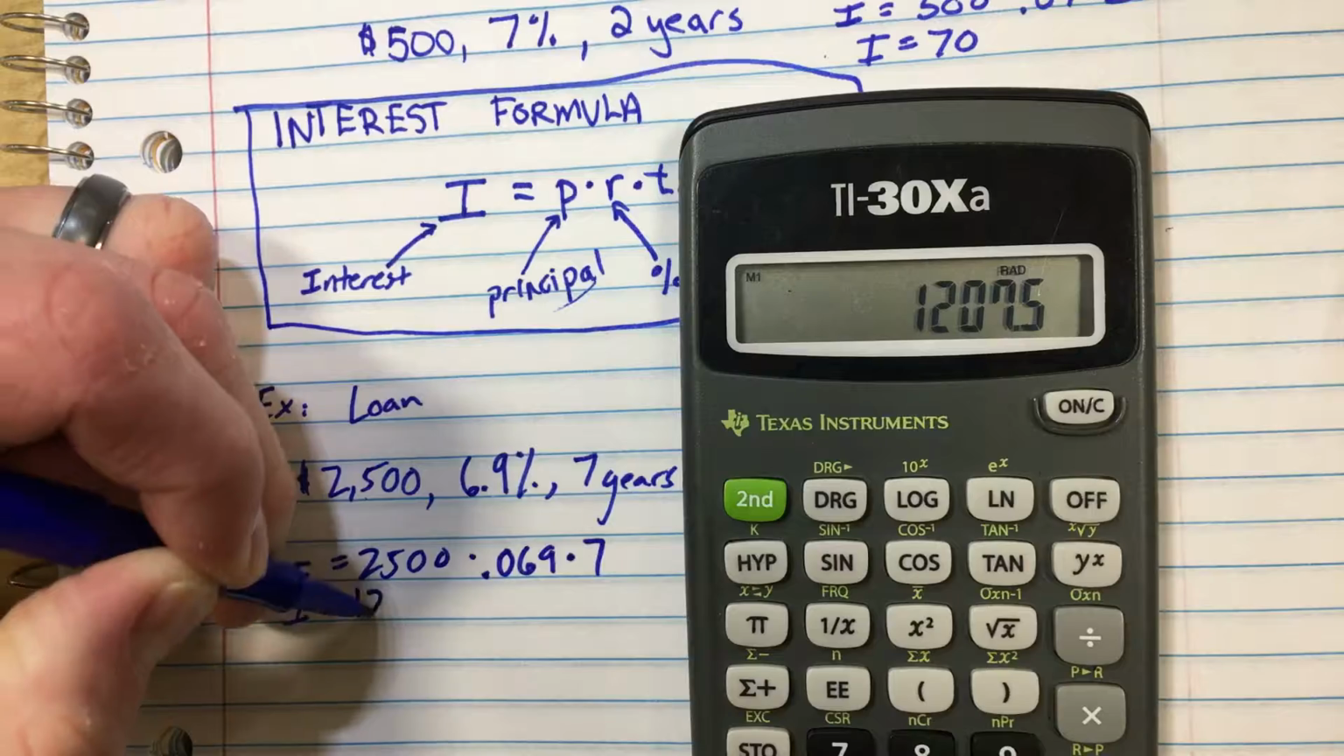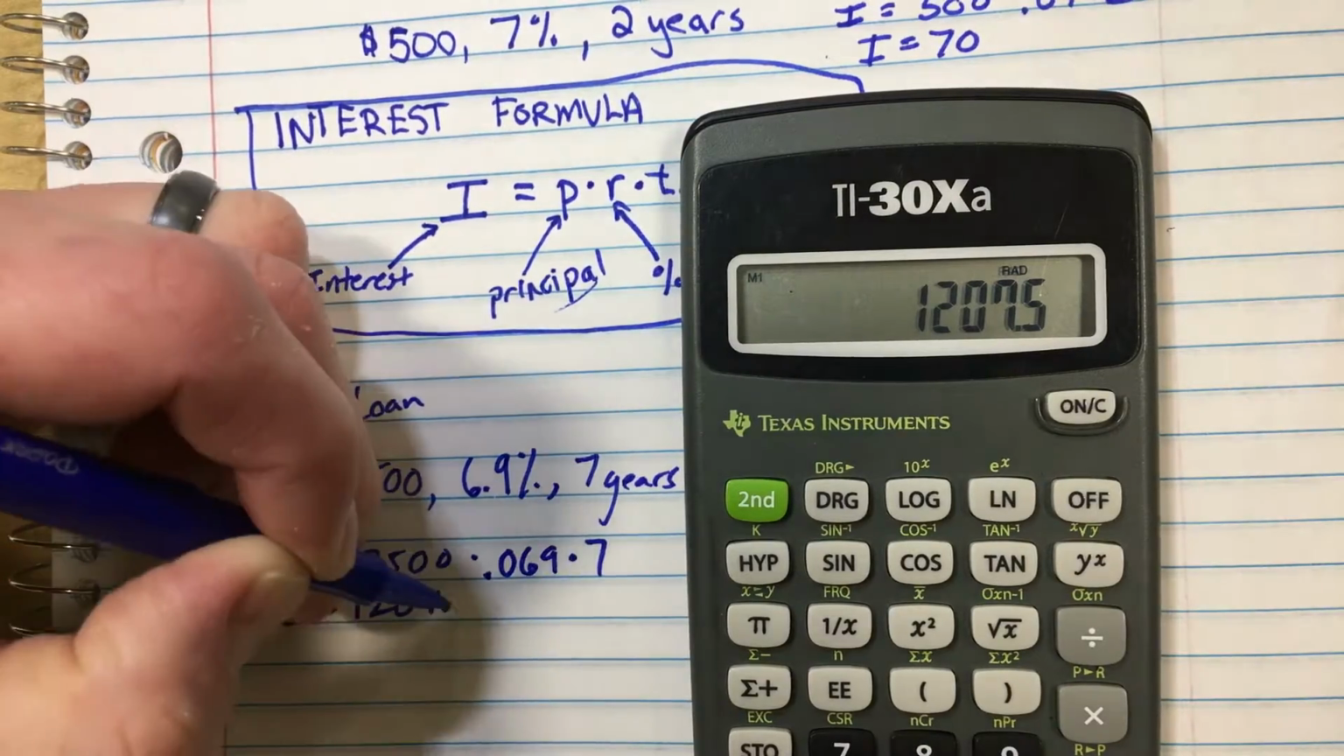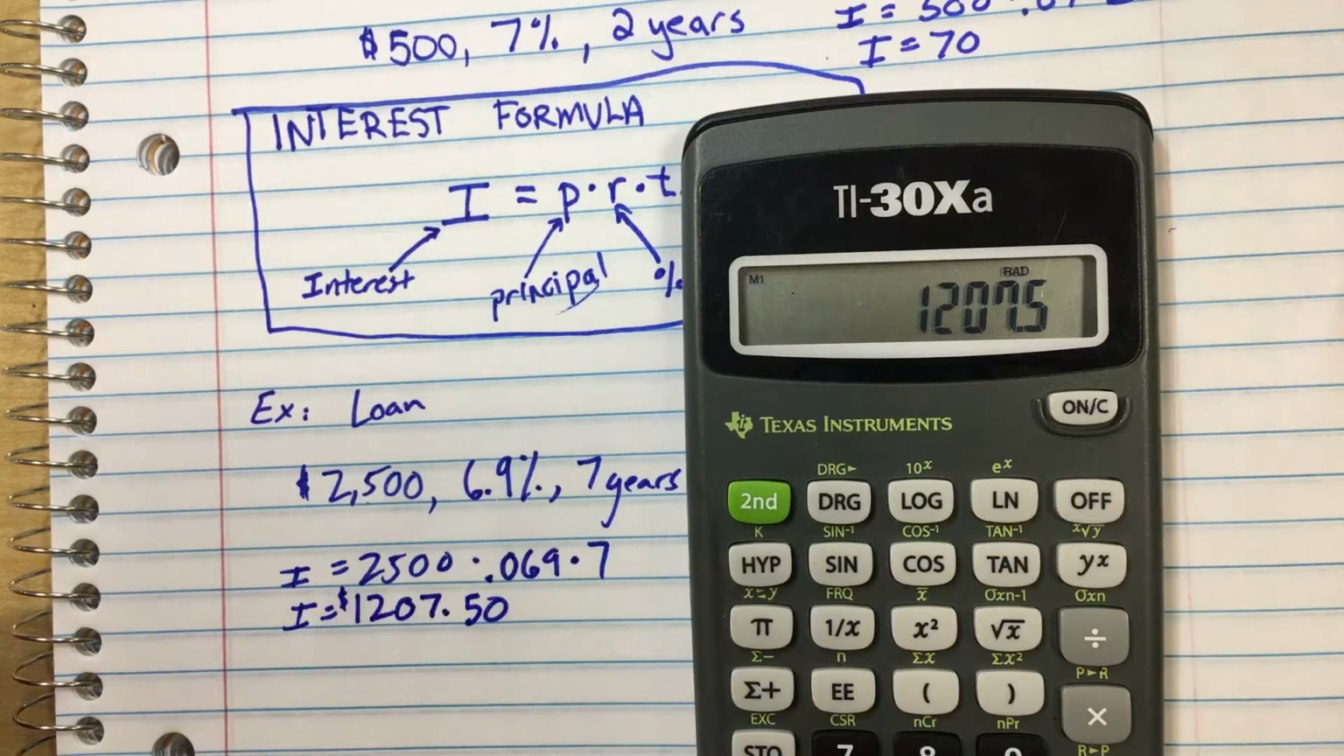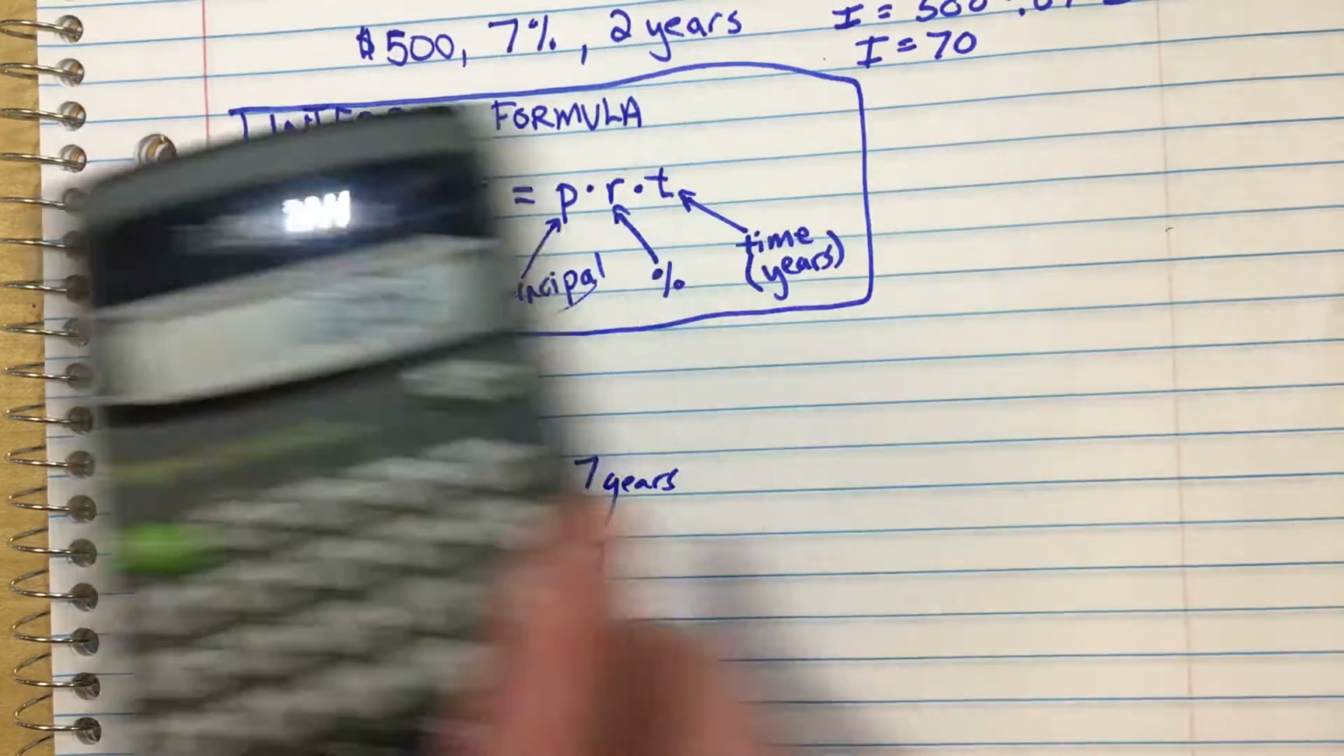So $1,207.50. This is all money. All of our answers are going to be money. Okay, so let's do one more.